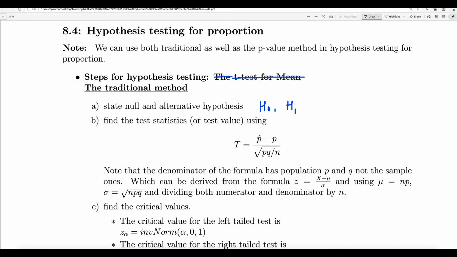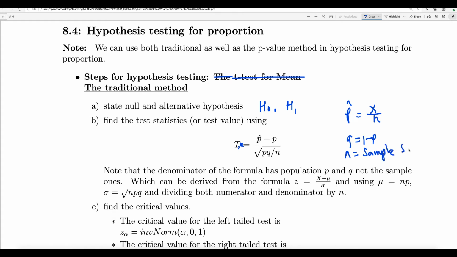Next, we find the test statistic or test value. The formula is Z equals p hat minus p, over the square root of p times q over n. p hat is the sample proportion, that is x over n, where x is the number of observations and n is the total sample size. p is the population proportion, and q is 1 minus p.